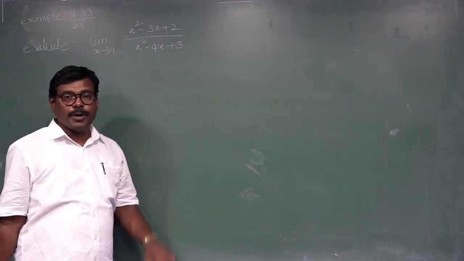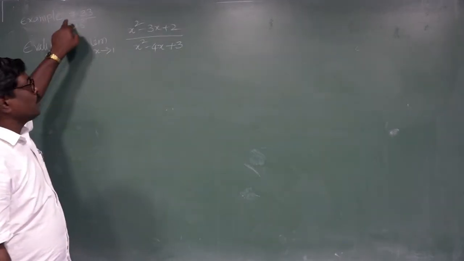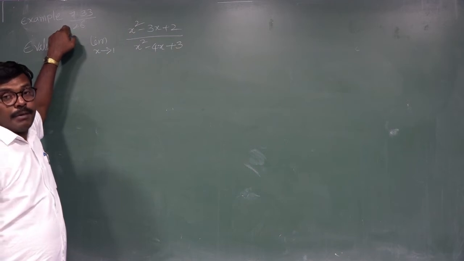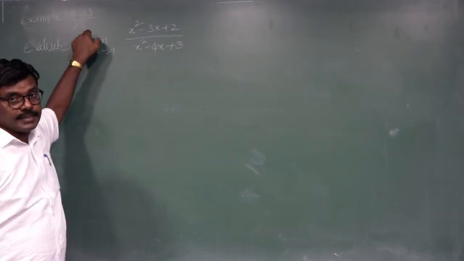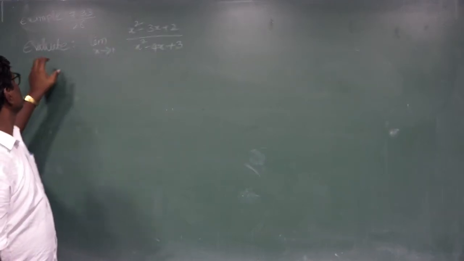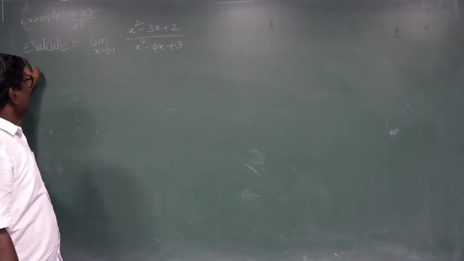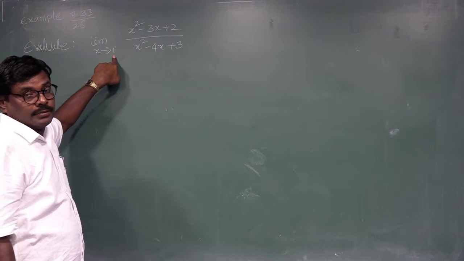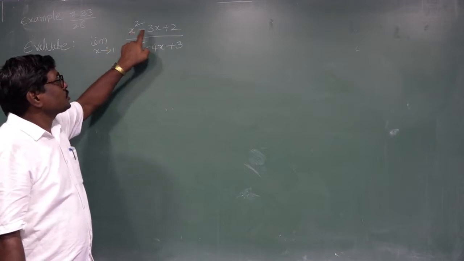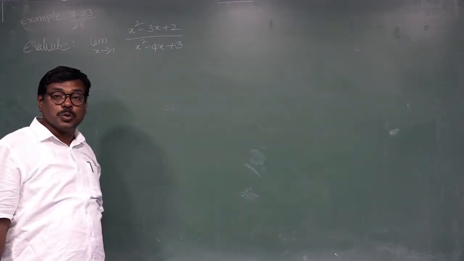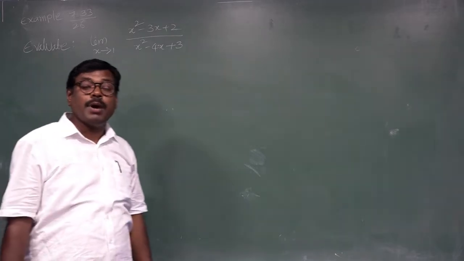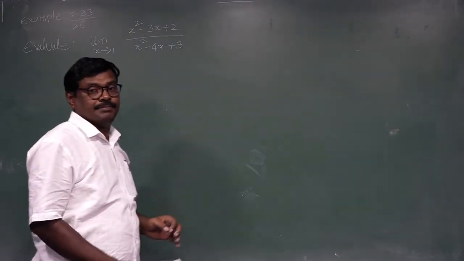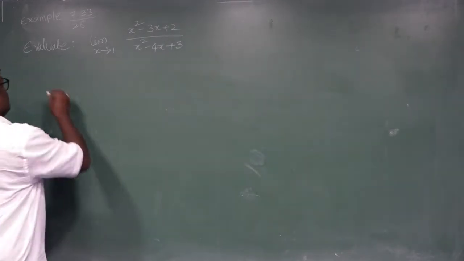Next, limit problems. Example 7.33, page number 26. First, evaluate the limit as x tends to 1 of (x square minus 3x plus 2) by (x square minus 4x plus 3). Solution.